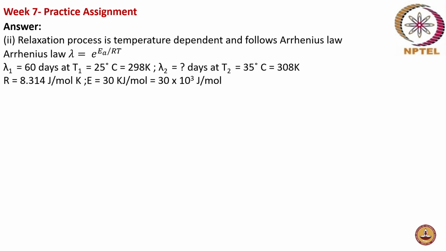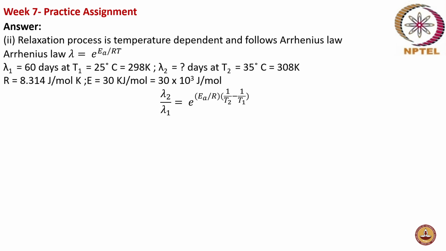Now, what we have to find out? We have to find out the relaxation time for 35 degrees Celsius. So now we have to convert all to SI units. Temperature 25 degrees centigrade means it is 298 Kelvin. 35 degrees centigrade is 308 Kelvin. So lambda 2 by lambda 1, we have the expression for lambda, which is lambda is equal to e power EA by RT. So lambda 1 will be e power EA by RT1, and lambda 2 will be e power EA by RT2.